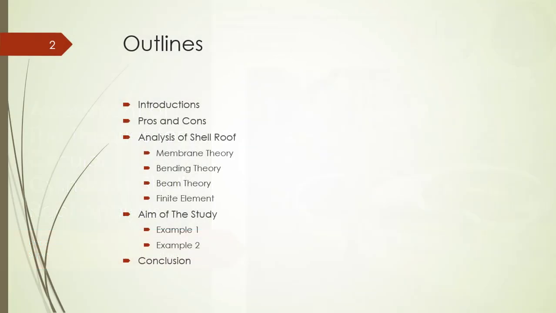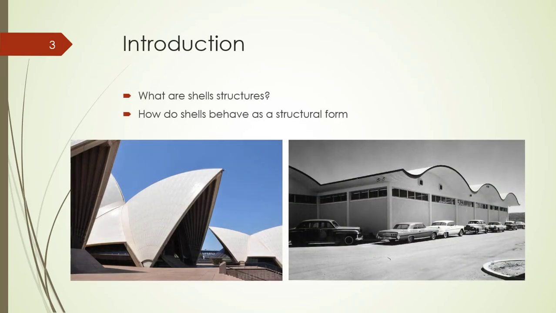And here we see the outlines for my presentation today. First of all is the introduction. The shell structures are lightweight construction using shell elements. These elements, typically curved, are assumed to make large structures. Typical applications include aircraft fuselages, boat hulls, and the roofs of larger buildings.